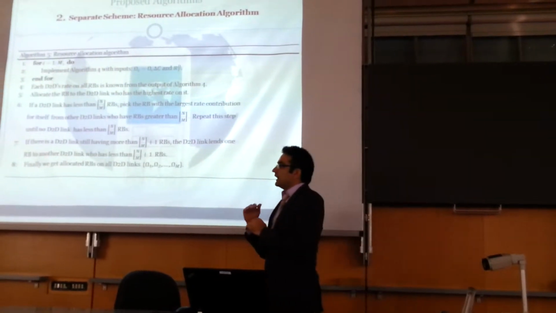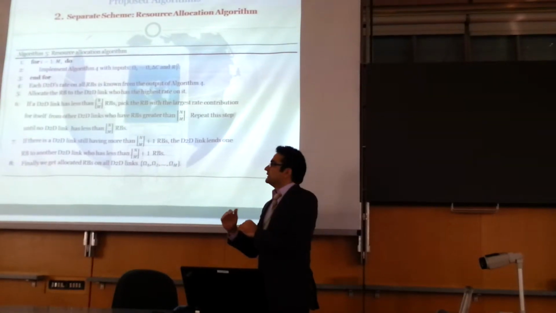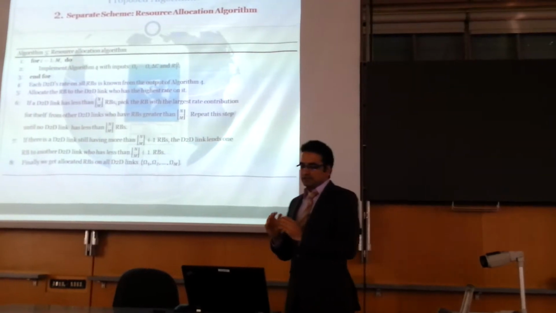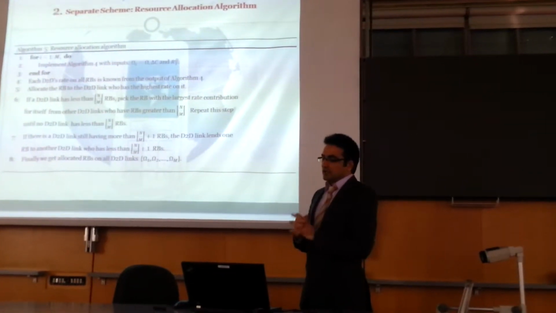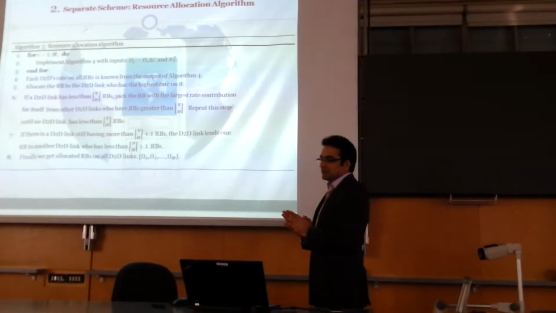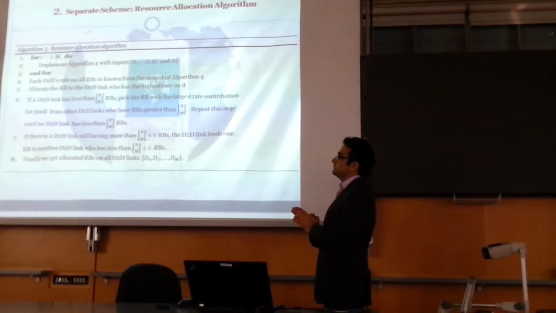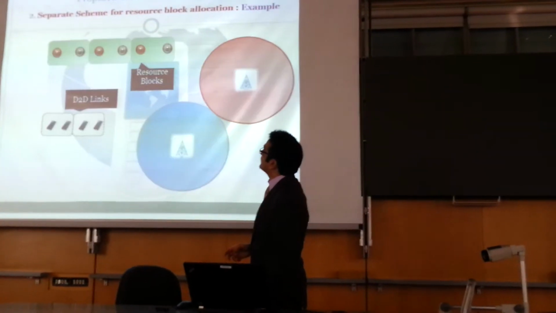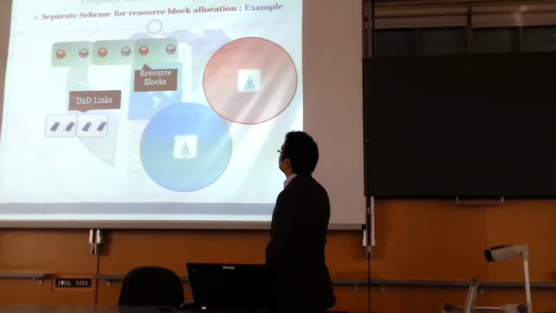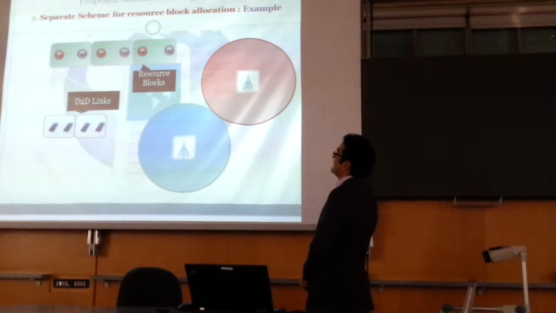In the resource allocation algorithm, wherever we have high rate contribution, it means that that resource block is more power efficient, and then that D2D link will be assigned to that particular block. Also, the resource allocation algorithm maintains some fairness of resource block distribution among the D2D links. It will be further elaborated with this given example, as we mentioned in the system model.